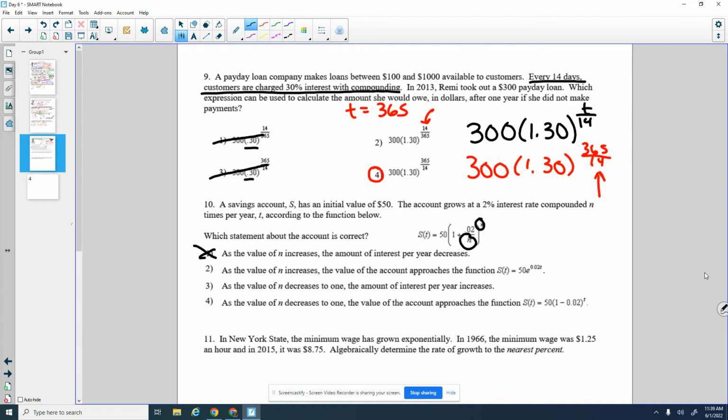So let's say you didn't know that. We'll look at the other ones and think about why they're wrong. As the value of n decreases, the amount of interest per year increases. So this is really saying almost the same thing as number 1. Now we just switch the increases and decreases, and that wasn't true on 1, so it's still not true on 3. As the value of n decreases to 1, the value of the account approaches the function 50 times 1 minus 0.02 to the t. As it heads towards 1, it would approach the basic formula, but that would need to be a plus. So 2 is the correct answer.